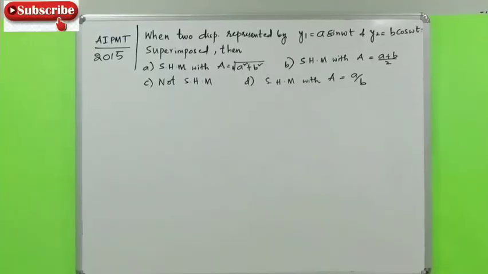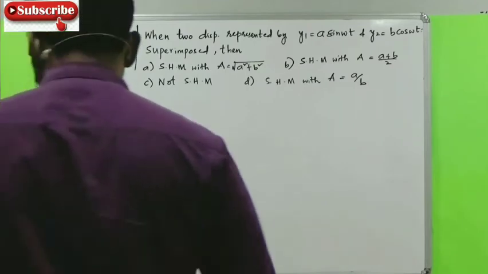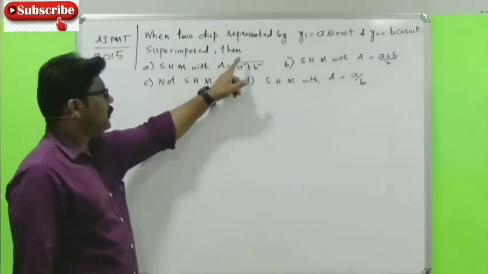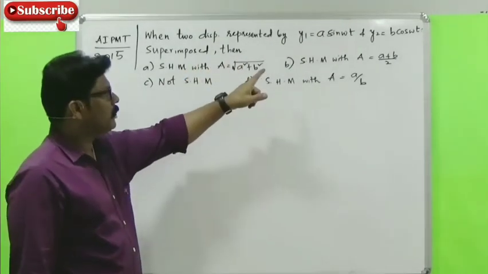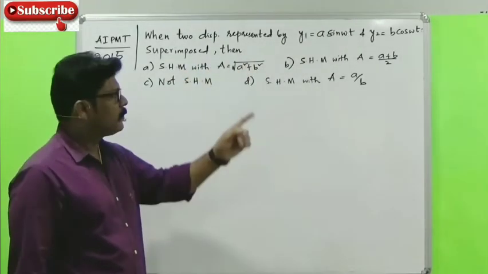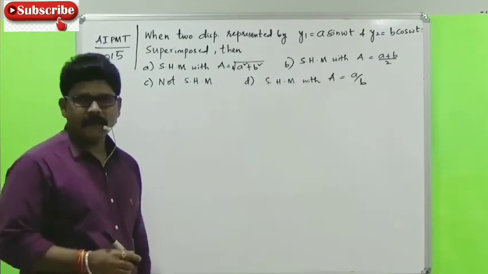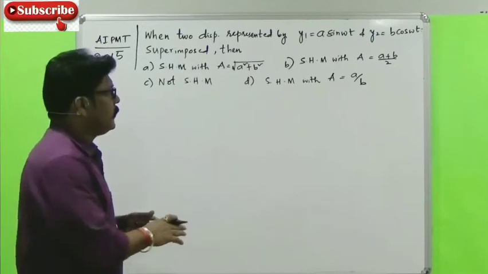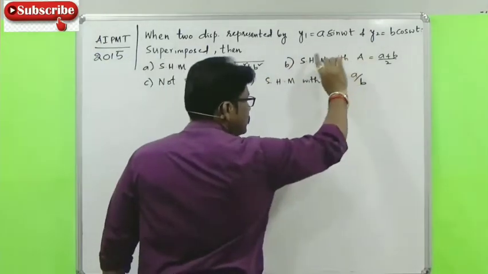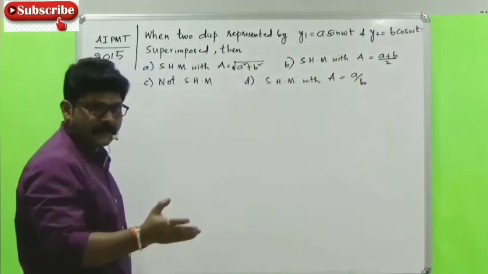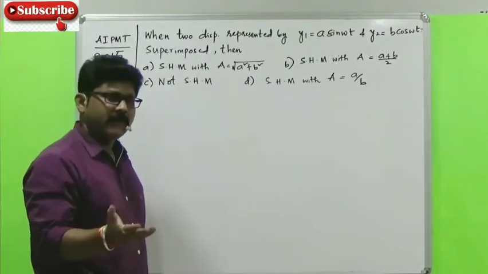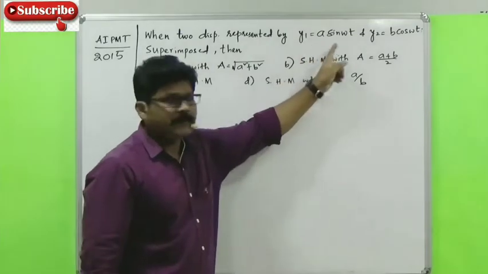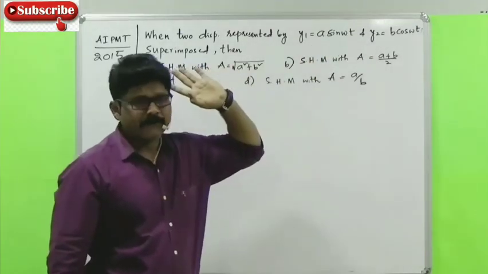Okay, let us start the problem here. See, in this one, it is saying that two displacements are represented by y1 equals a sin omega t, y2 equals b cos omega t. First thing we can say very clearly is that individually both are SHMs. x equals a sin omega t, x equals a cos omega t. That means this is starting from the mean position, this is starting from the extreme position.